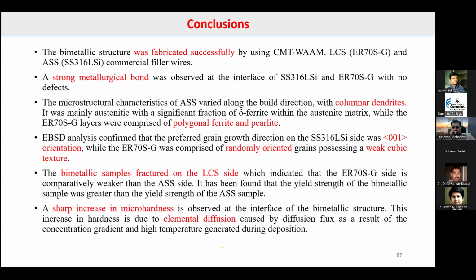Because I have observed through optical samples I have taken, then SEM samples, there was no defect, because in the papers which I have referred earlier, few people have observed defects at the interface when they have deposited different combinations like steel and nickel. So in that case, they have observed some defects. In my case, there was no defect like porosity or some other defects, and no samples were fractured at the interface. So from that, I have concluded that there is a strong metallurgical bonding.